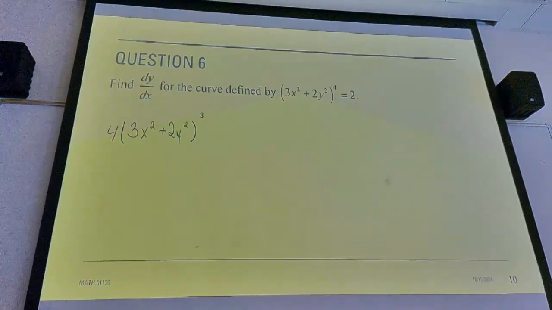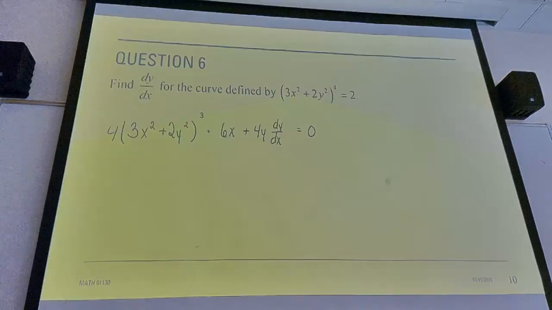Times 6x plus 4y dy/dx equals 0. Just like that? I think it's right. Anyone else? No?